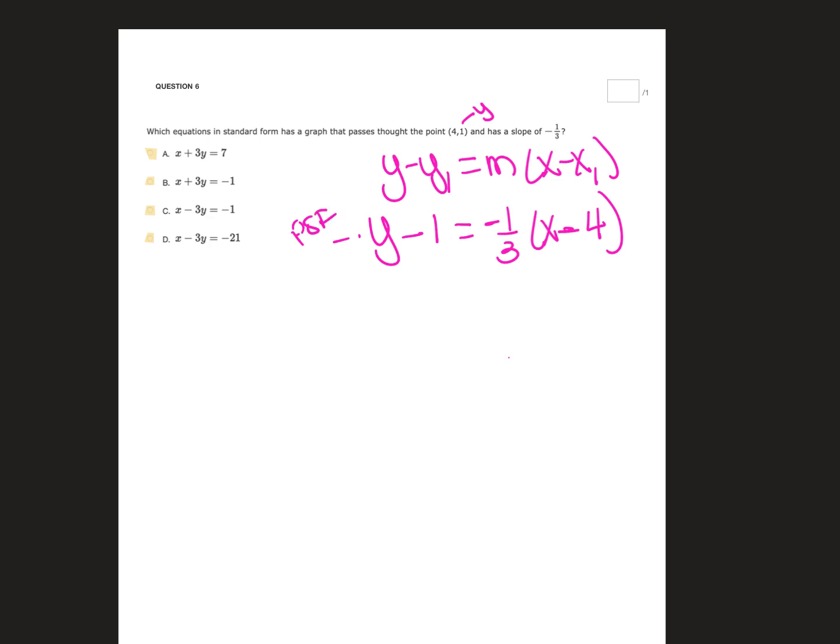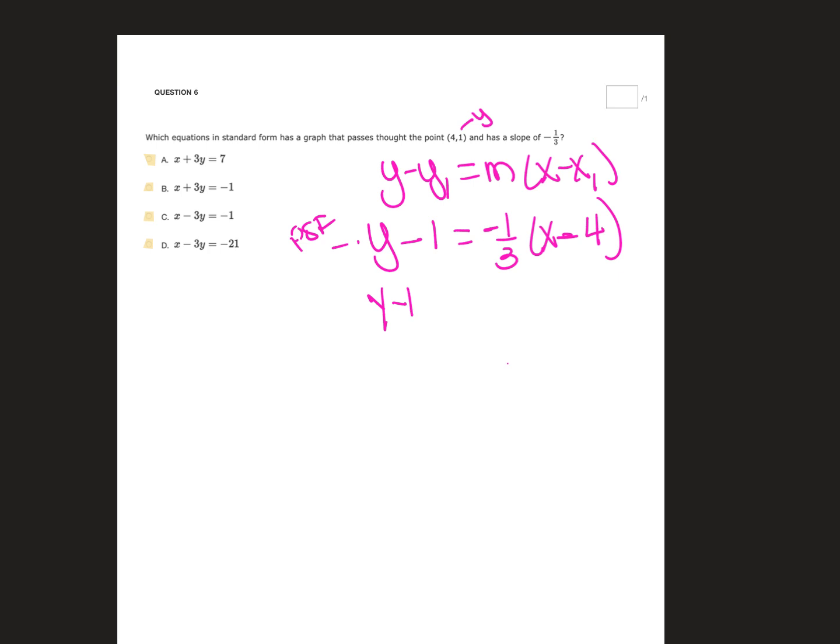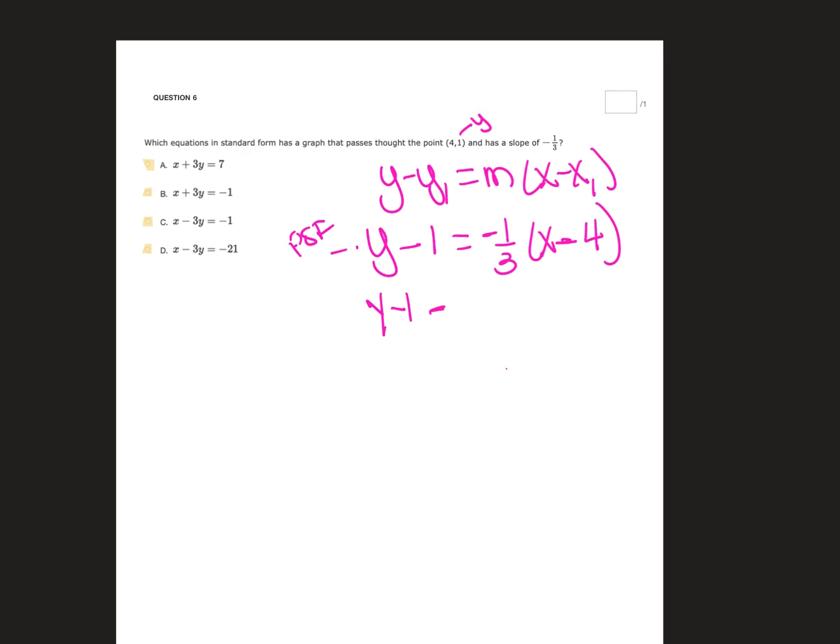And now let's convert this. So I have y minus 1 equals negative 1/3 x plus 4/3. And now remember, standard form is ax plus by equals c. So I want my x and my y all together.